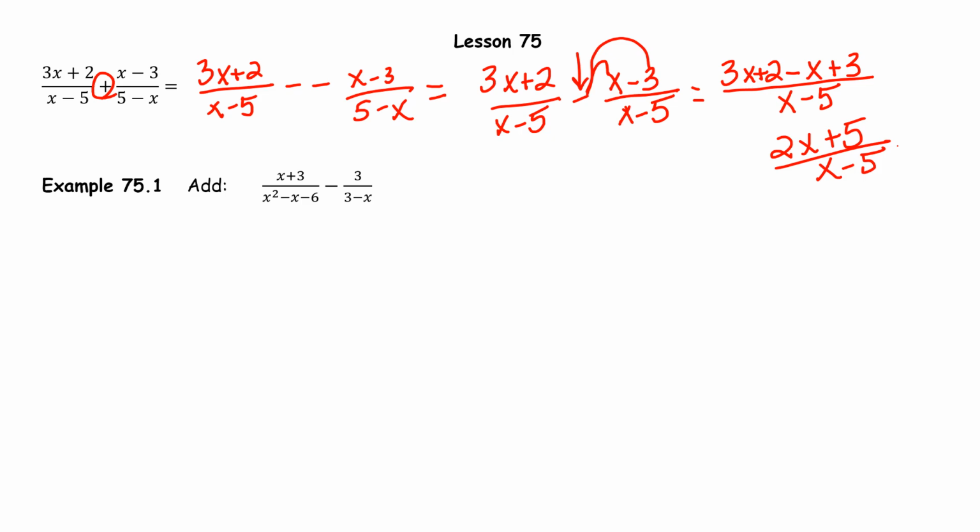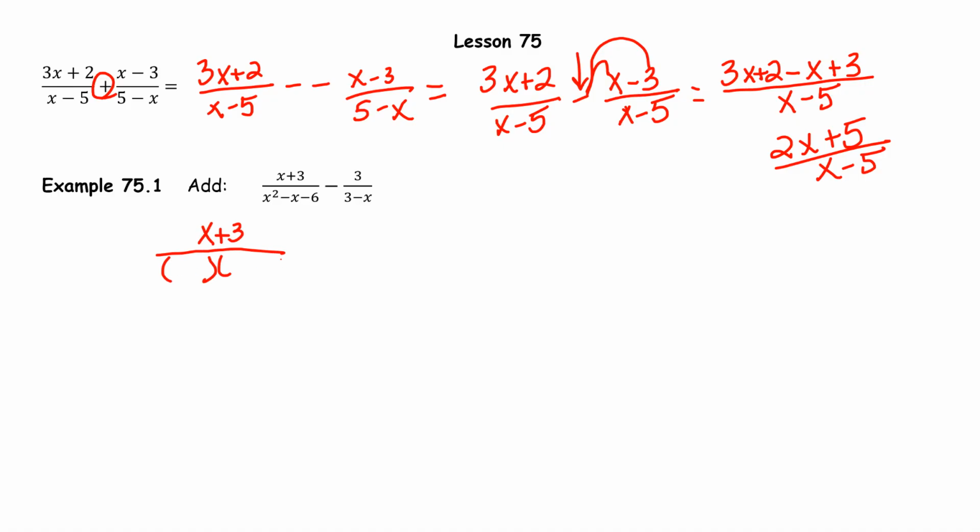We've been doing that for a couple of weeks, and now we're going to do some more of those problems, except now we might have other factors involved. So with this first fraction here, (x + 3)/(x² − x − 6), you can see that you have a quadratic trinomial in the denominator, which can be factored. So I'm going to factor that.